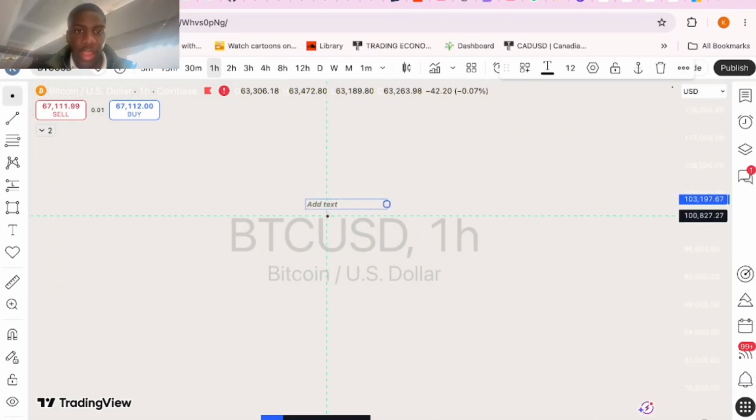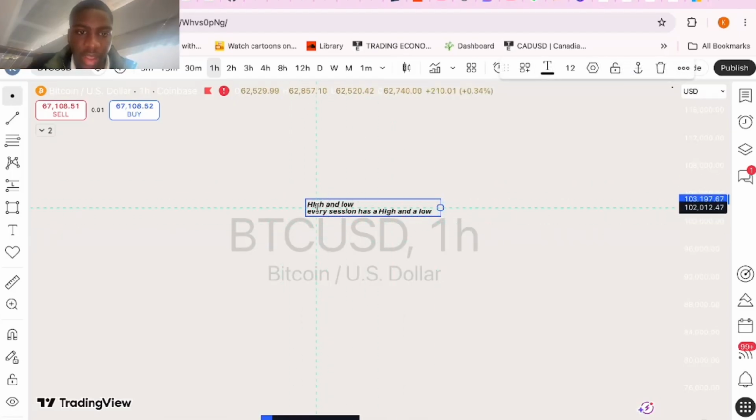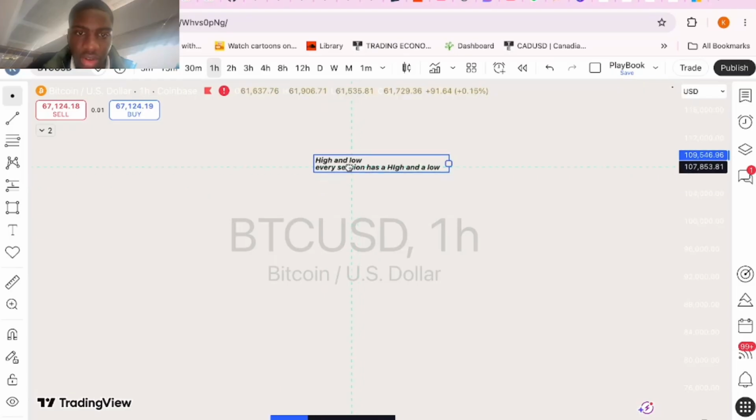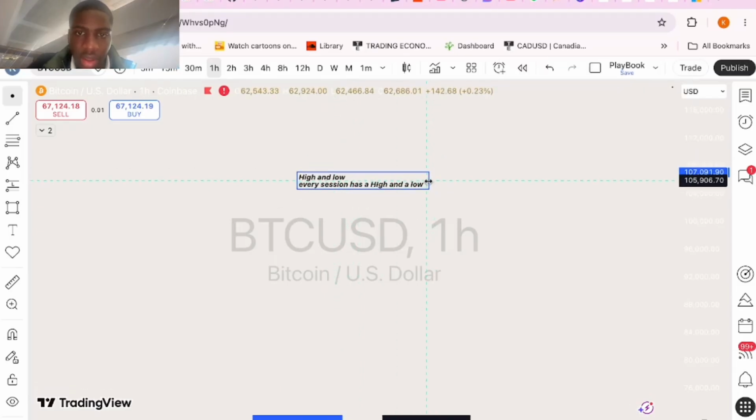Right. So essentially, every trading day gives you a high and a low, and every session has a high and a low. This is not talking about hindsight. This is us talking about inside the day when you're on the trading day. How do you identify if price has given you that high or low for that trading day or trading session? This is going to help you with your analysis.